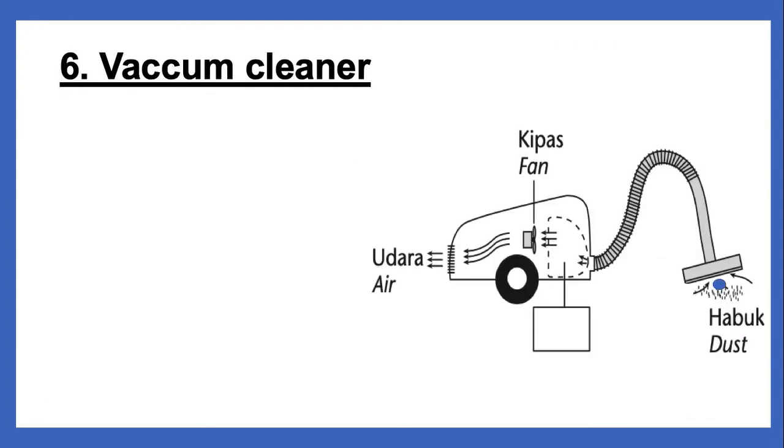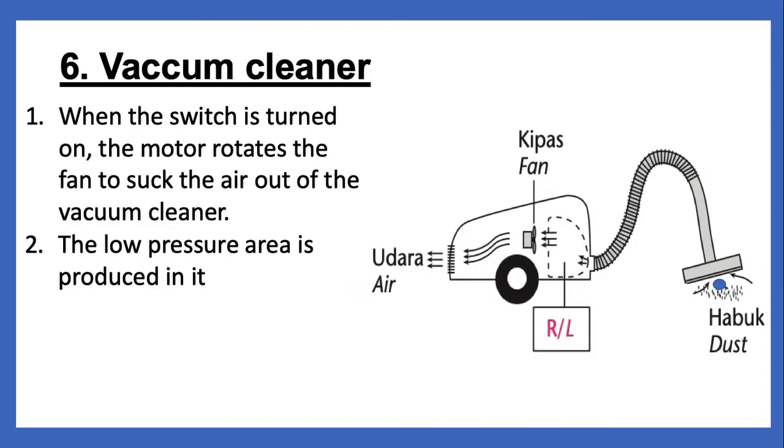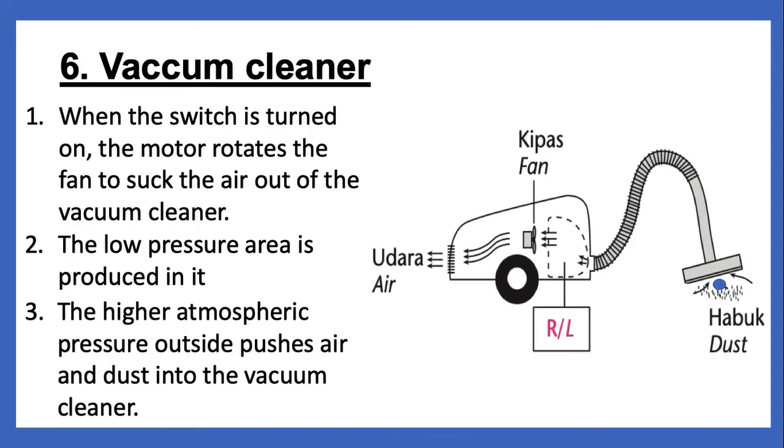Vacuum cleaner. When the switch is turned on, the motor rotates the fan to suck the air out of the vacuum cleaner. A lower pressure area is produced in it. The higher atmospheric pressure outside pushes air and dust into the vacuum cleaner.